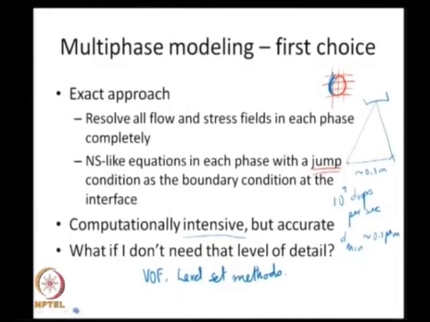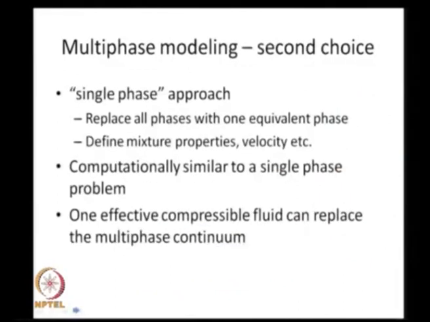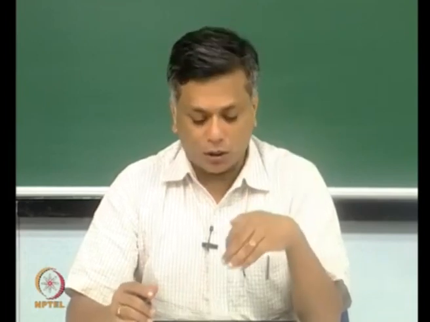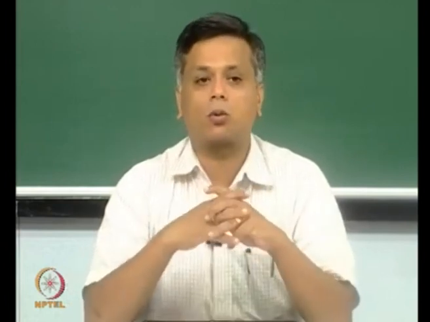Okay, we will jump to the second choice, and we will jump all the way to the other end of the spectrum. So, we looked at exact modeling as our so-called first choice, and the second choice I have here is where we go all the way to the other end of the spectrum, and which essentially involves using a single phase approach. So, if I take a spray, it is composed of drop phase and air phase. We have already defined what these terms mean.